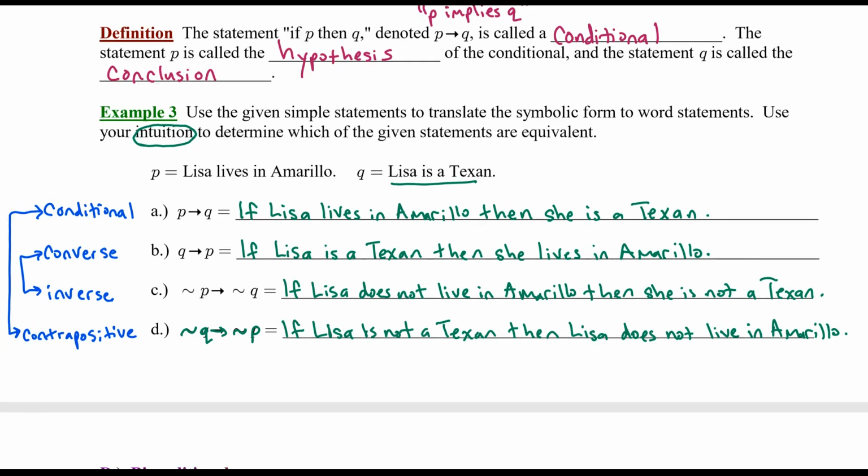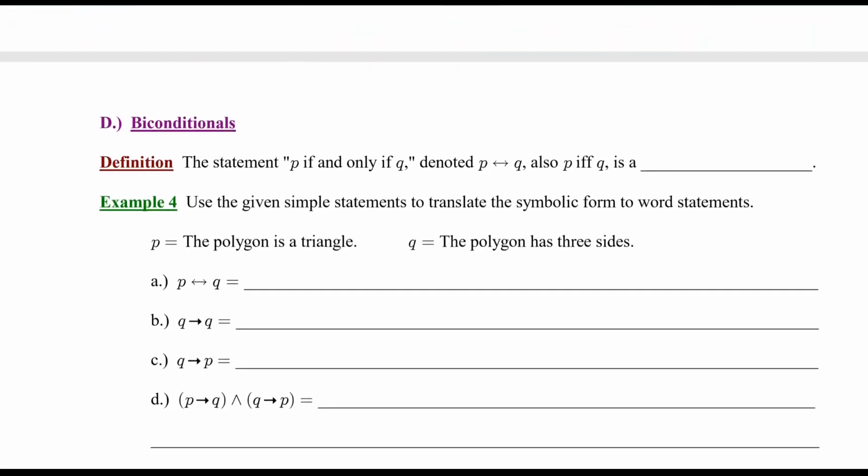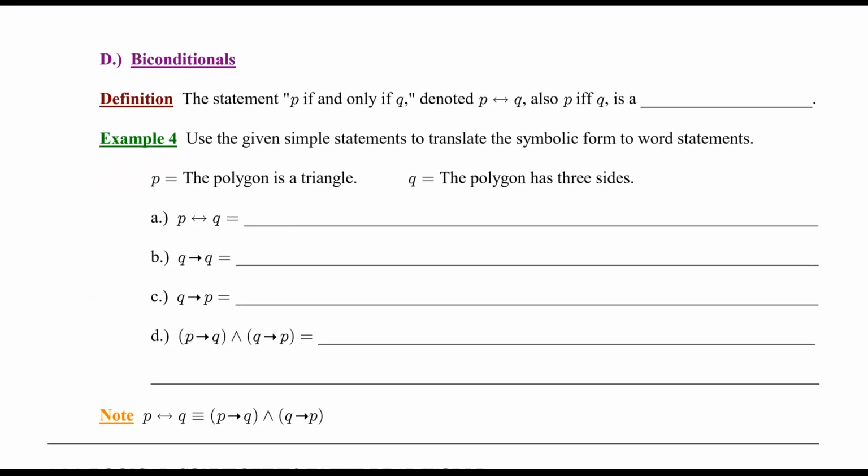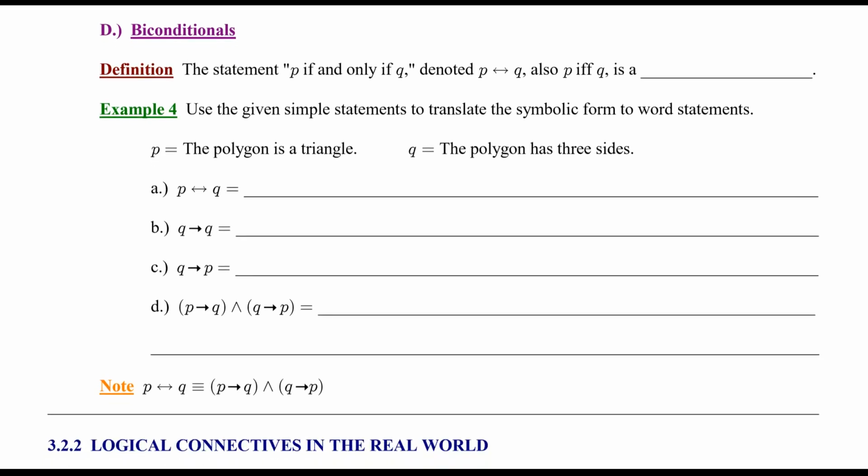Let's look at one more connective called the biconditional. Now the prefix bi represents 2, so a biconditional is really 2 conditionals in one. The statement P, if and only if Q, denoted, now look how this is denoted. The arrow has 2 directions. Sometimes this is also abbreviated P IFF Q, that means P if and only if Q. This is a biconditional. It's a 2-way street, whereas a conditional is a 1-way street.